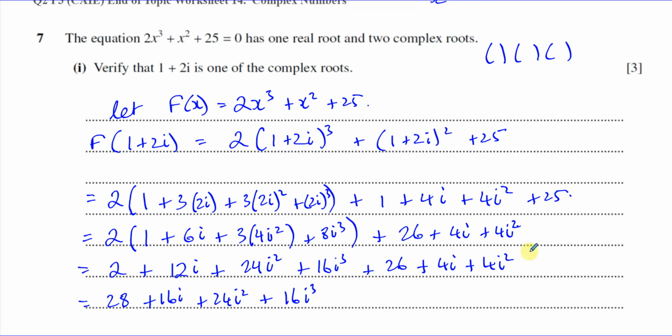Let's do the like terms. You've got 24i squared and 4i squared, which is 28i squared, plus 16i cubed at the end. So we have now combined the like terms: the 2 with the 26, the 12i with the 4i, and the 24i squared with the 4i squared.